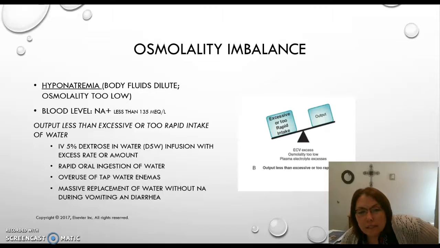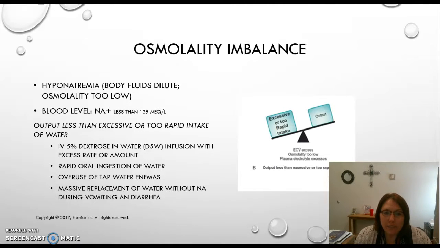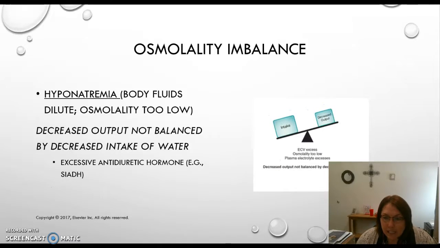Output is less than excessive or too rapid of intake of water. So we have IV 5% dextrose in water infusion with an excessive rate or amount. We could end up with hyponatremia. Also rapid oral ingestion of water, where somebody drinks a gallon of water, can lead to hyponatremia. Overuse of tap water enemas, this is why it's real important that we control this very carefully, or massive replacement of water without sodium during vomiting and diarrhea. So it's a balance that we have to really keep a close eye on.